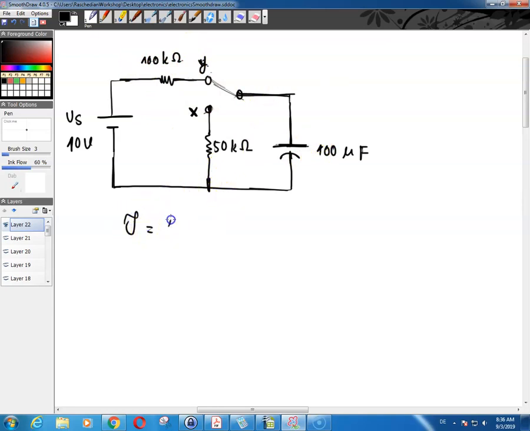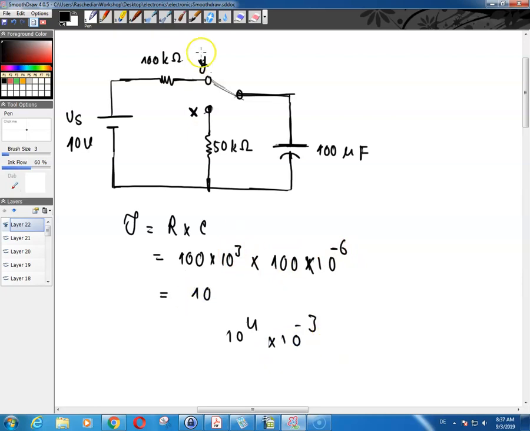So we said that tau is equal to R times C, which is equal to R, which is 100 kilo ohm, 100 into 10 raised to the power 3 ohm, into C, which is 100 microfarad, so 100 into 10 raised to the power negative 6 farad. These two multiplied together: this is 10 raised to the power 4, this is 10 raised to the power negative 3, so that's 10 raised to the power 1, or 10. So that is 10 seconds, which is a long time, really. 10 seconds.